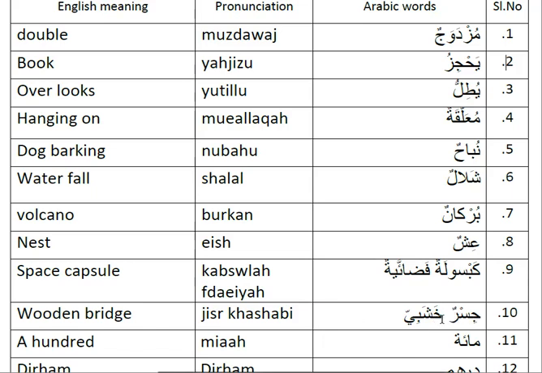Next is wooden bridge. Wooden bridge will be called Jisrun Khashabi. Jisrun means bridge and Khashabi means wooden.